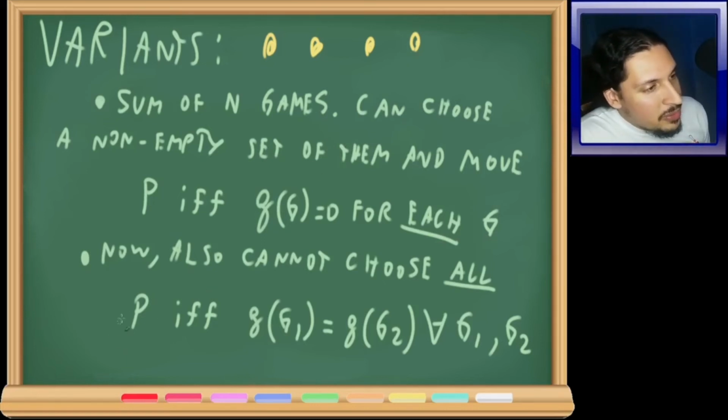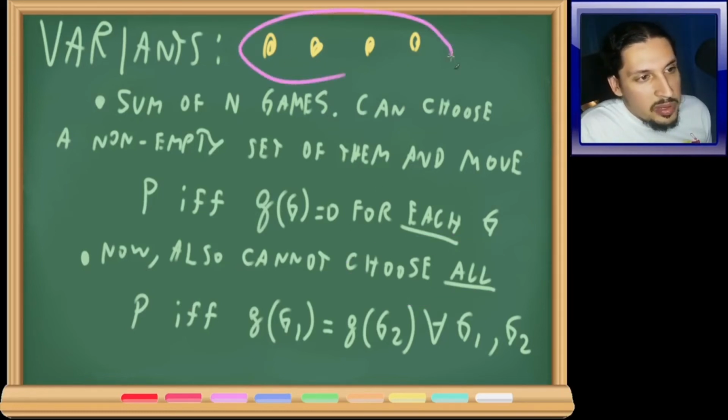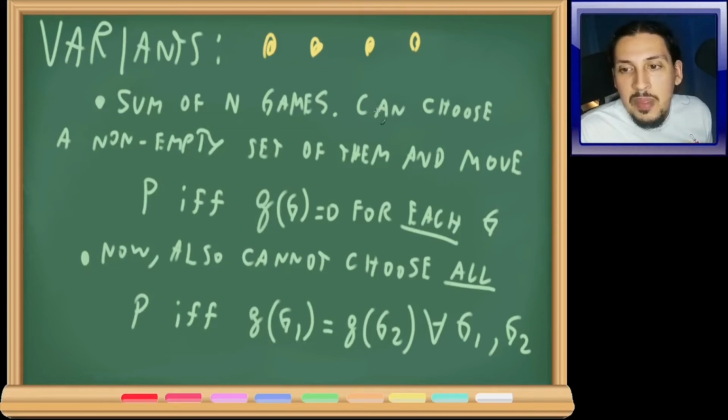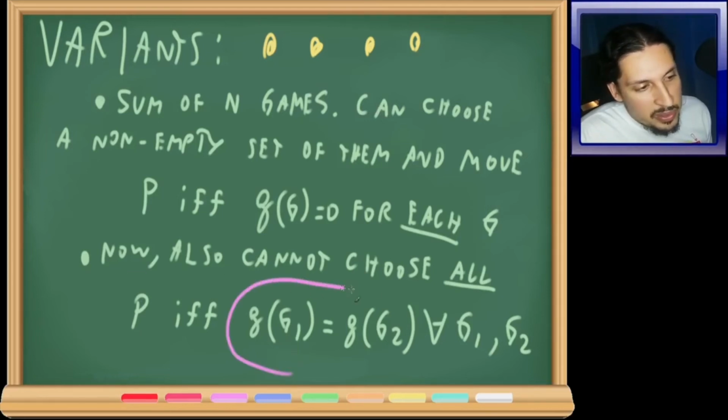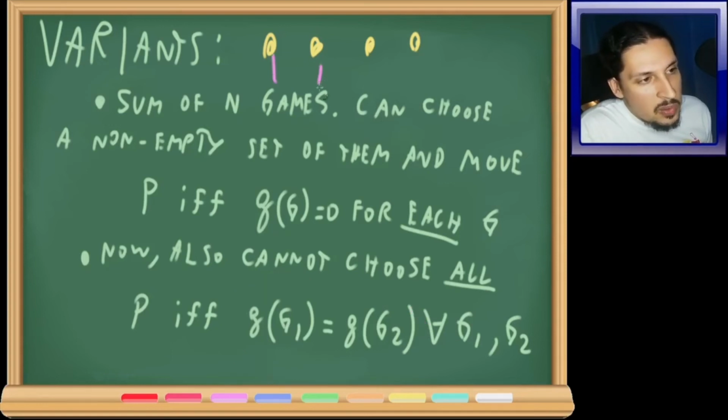And another very related variant, you might be allowed to move in a non-empty set of games, but also not all of the games. It is forbidden to move in all of the games. You have to choose 1, 2, 3, up to n-1, but not all of the games to move, and at least one. Well, then the rule is that in order for the position to be P, all of the Grundy numbers must be equal. So 1, 1, 1, 1 is also a losing position.